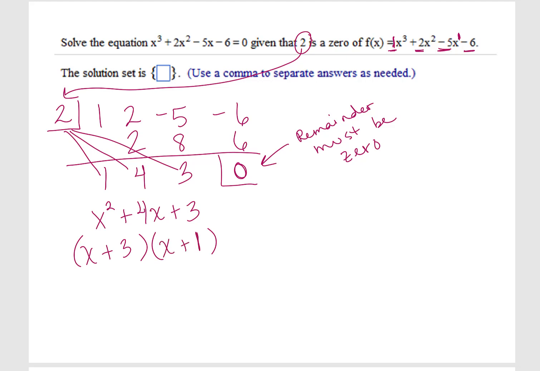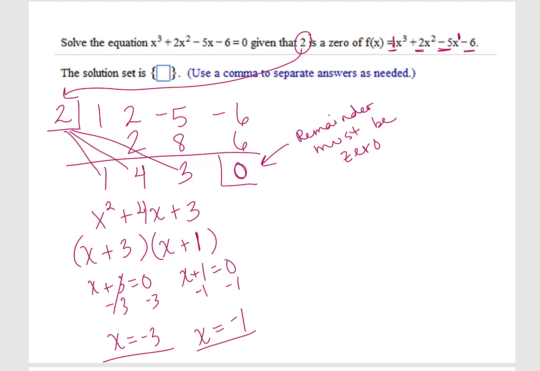And then if I set each of these equal to 0, I would get x equals -3 and x equals -1. When you go back to write the solution set, don't forget about the 0 that they gave you. Some students are like, yes, I got to the answer, and then they write -3 and -1 in, and they're super disappointed when they get it wrong, but it's because they missed that given 0.